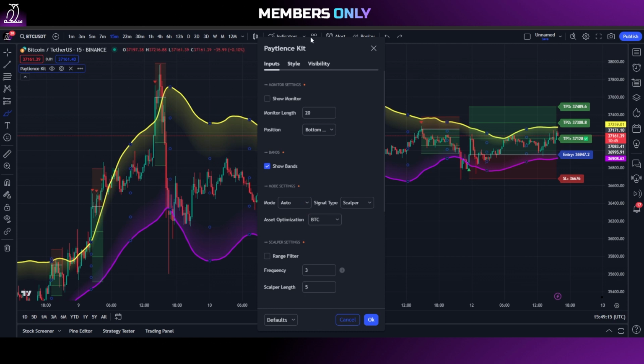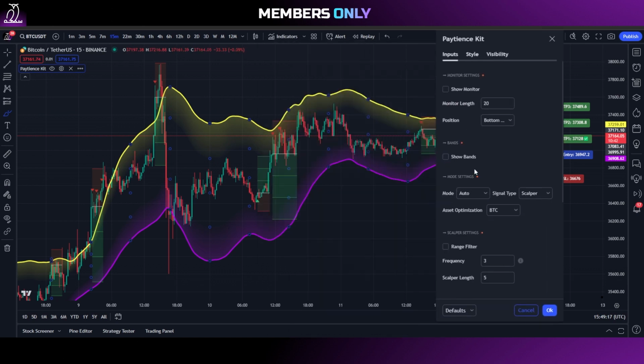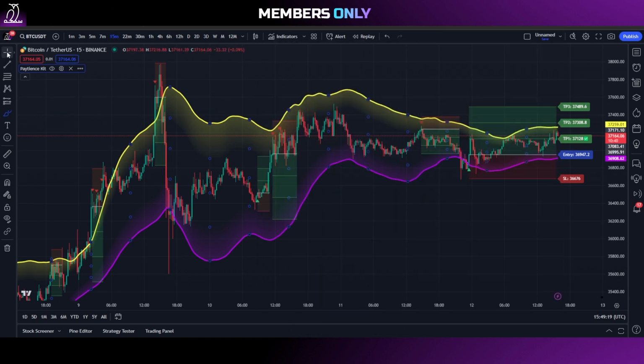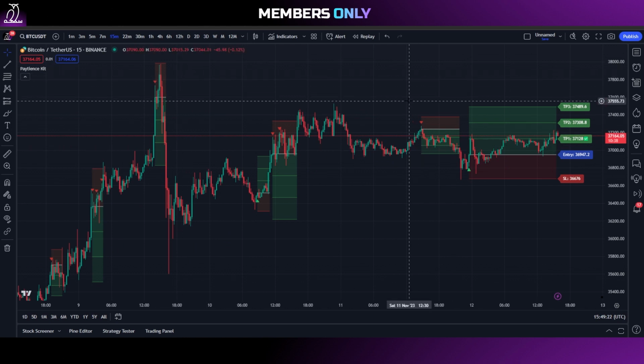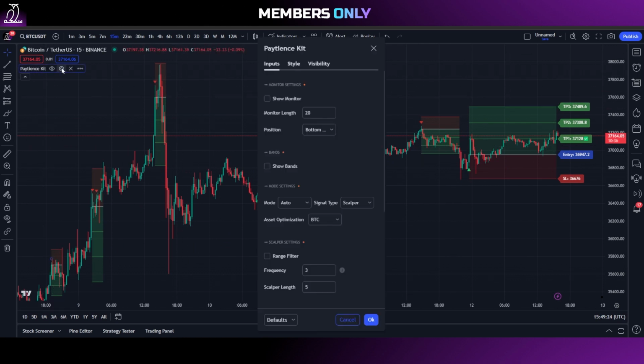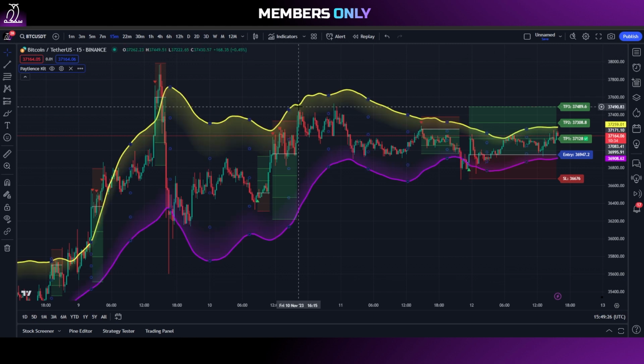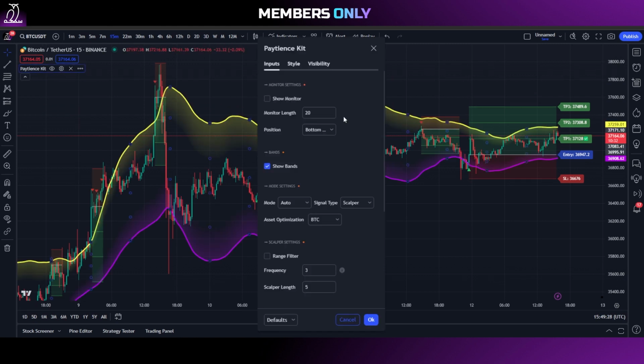But just so you know, the bands can be turned off or on. As you can see, once we turn them off, they are off. And then we can head back over here. I love to have them on because I think they're extremely powerful.